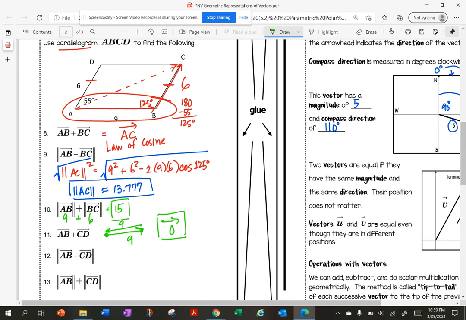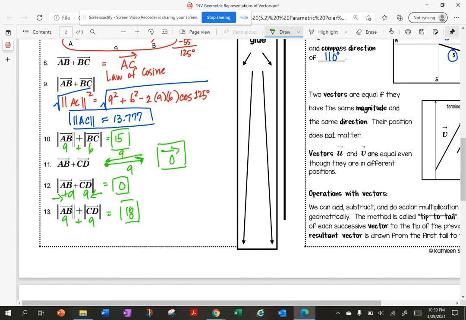So the magnitude of this would be 9 going to the right and 9 going to the left. So the magnitude is 0. But if I add the magnitudes separately, this is going to be 9 plus 9. So the magnitude would be 18. So how I ask the question is really important. Pay attention to the nomenclature. Okay, that's it.